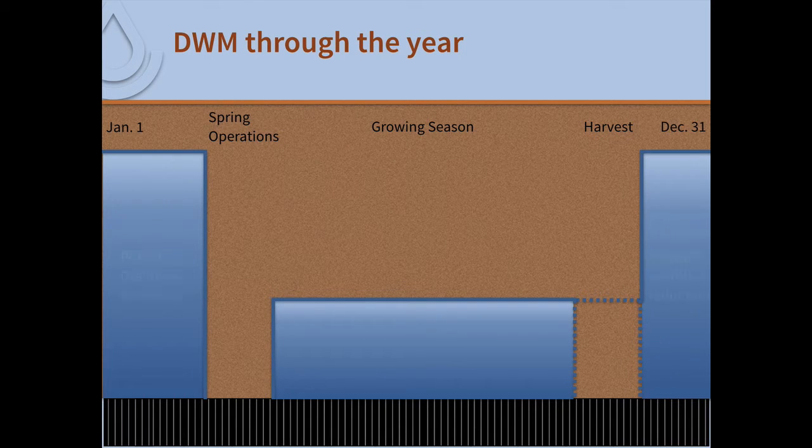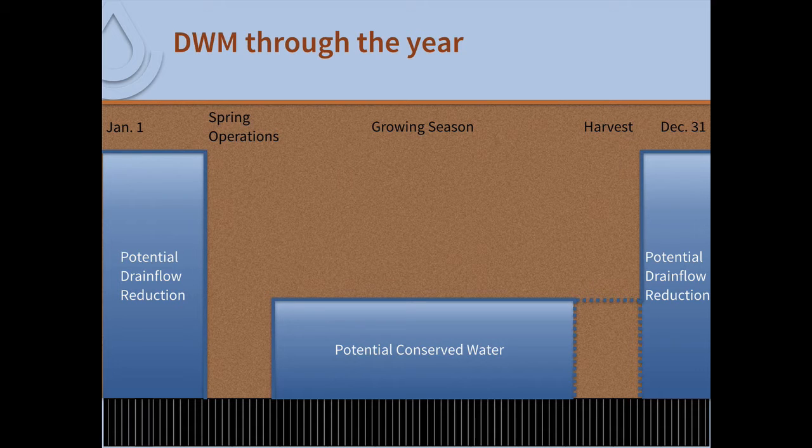Those non-growing season periods then represent the potential drain flow reduction, which then also means the potential nitrate loss reduction. And then the period over the growing season where the boards are elevated then represents potential conserved water for that crop. That period also results in some potential drain flow and nutrient loss reductions. Again, keep in mind, however, that those depths are only the outlet depths, and the actual water table is still going to depend on the amount of excess precipitation that we receive in any given year.